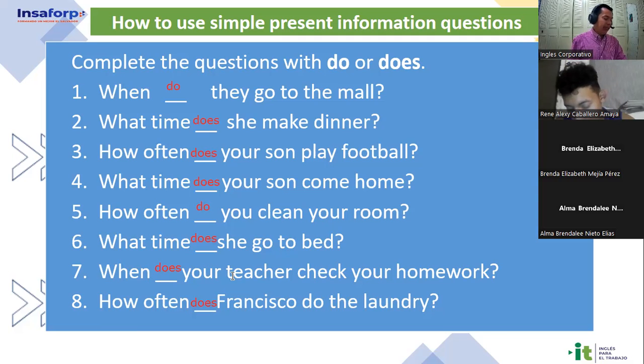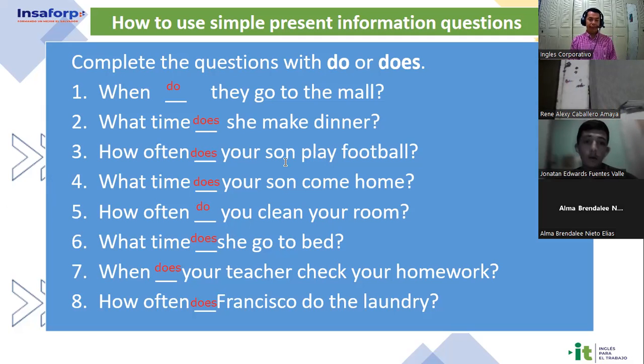Okay, please. I need Jonathan. Can you read number 1, 2, 3, and 4? Read, please, for the class. When do they go to the mall? What time does she make dinner? How often does your son play football? Say, how often? How often does your son play football? Continue. What time does your son come home?